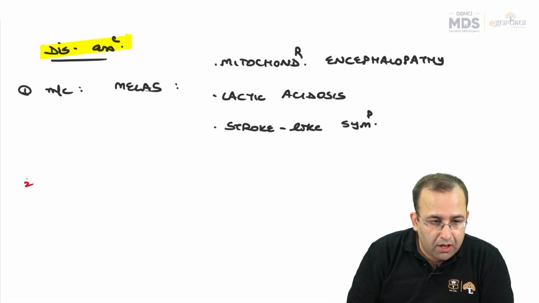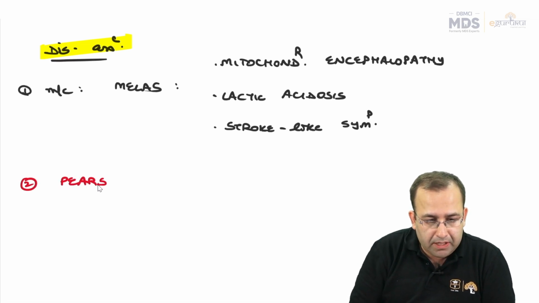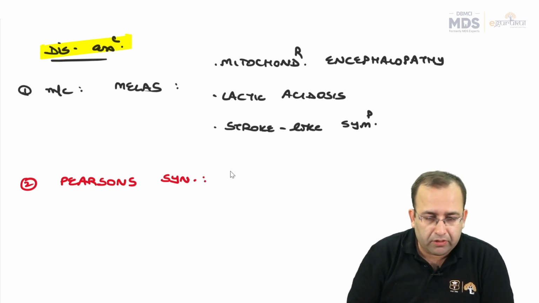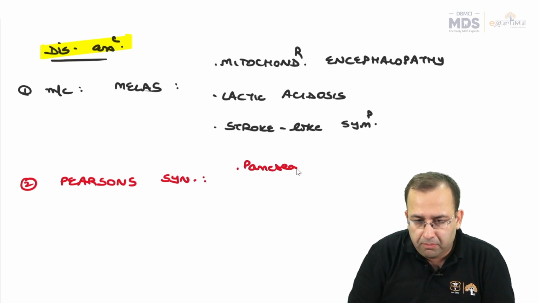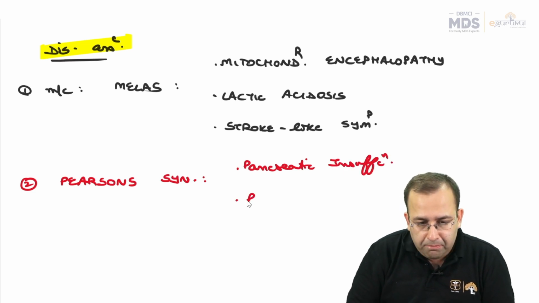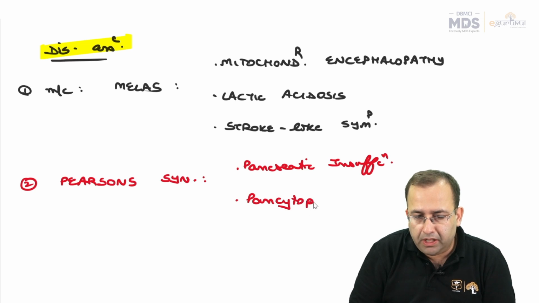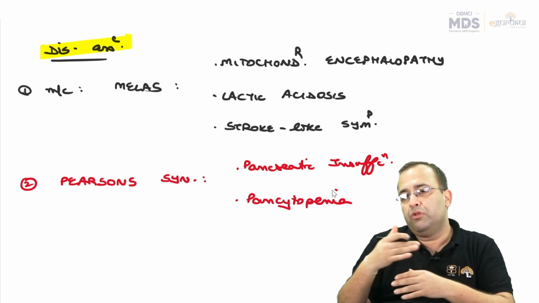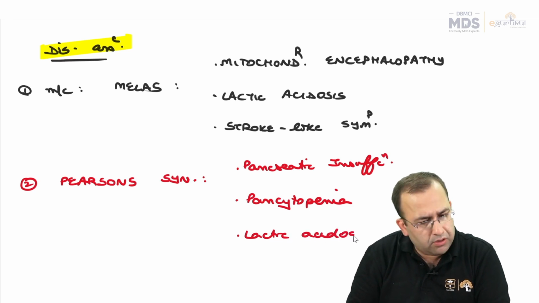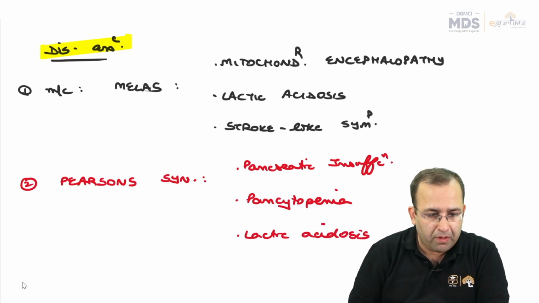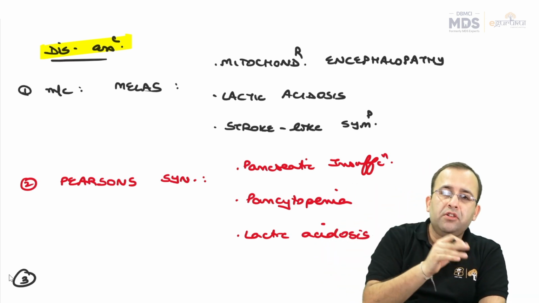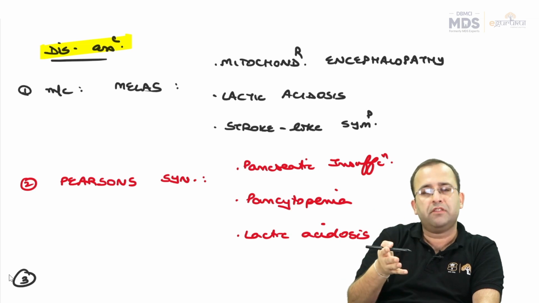Other diseases are Pearson's syndrome. I'm just writing the full form for my own satisfaction. You will never be asked. P for Pearson's, P for pancreatic insufficiency. Pancytopenia. ATP is not getting used, so in the bone marrow the cells are not multiplying. Pancytopenia and lactic acidosis. No need. Just Pearson's syndrome. Simple question. Most common mitochondrial inheritance, MELAS. Pearson's syndrome is autosomal recessive, autosomal dominant, X-linked recessive, or mitochondrial?